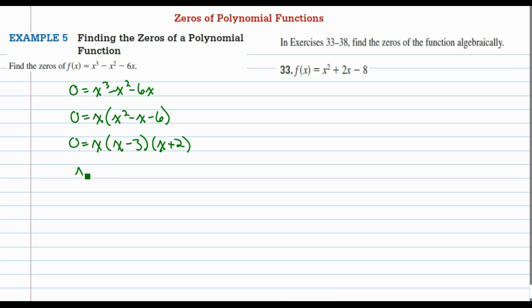And then I can tell you that if x is 0, then this whole multiplication over here would be 0. If x is 3, 3 minus 3 is 0, and then everything over here would be 0. Or if x equals -2, then the whole thing on the right is also 0. That's the zero factor property that we discussed in chapter 1. So therefore, the zeros of the polynomial function are (0, 0), (3, 0), and (-2, 0).